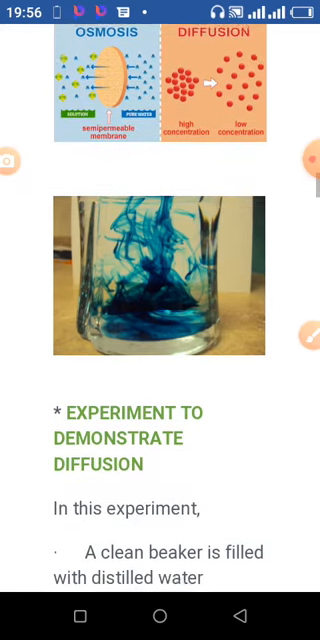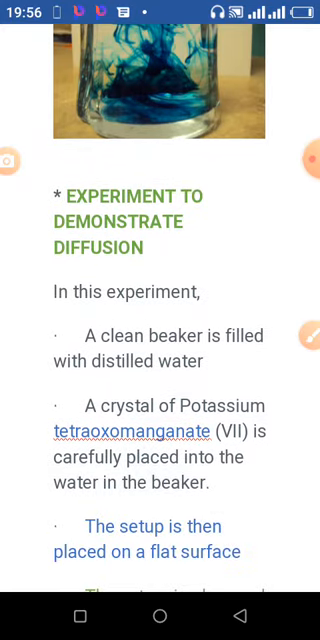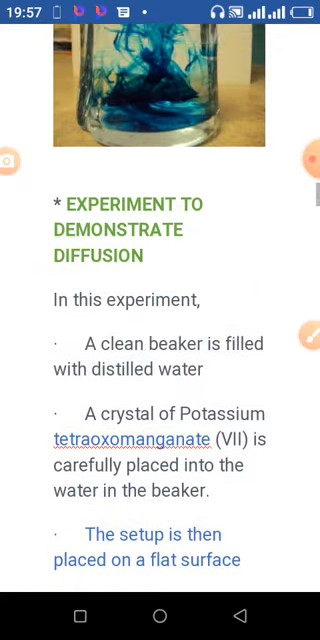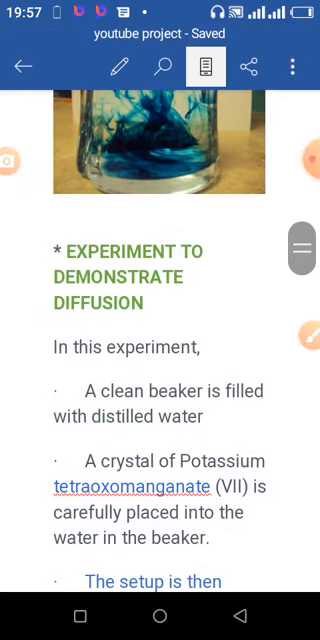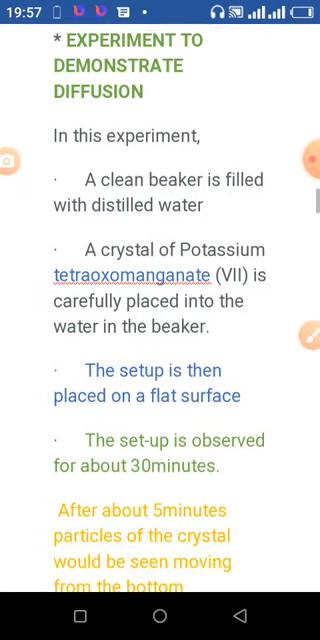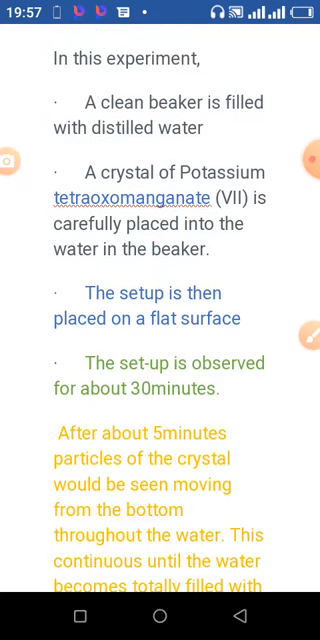So that's it. On to another subtopic, which is an experiment to demonstrate diffusion. I'm trying to demonstrate an example of diffusion in a substance. In this experiment, a clean beaker is filled with distilled water. A crystal of potassium permanganate is carefully placed into the water in the beaker.